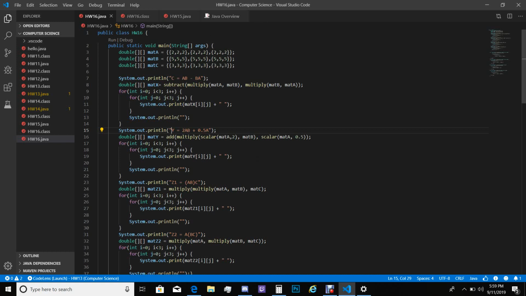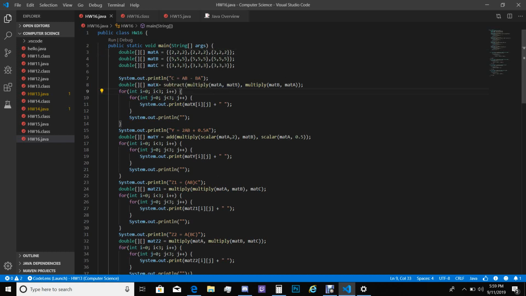So for our matrices, I kind of just kept it simple. So mat A is just 2, 3. B has 5 for each of them, and mat C has 3. And all these are going to be used eventually for each code.